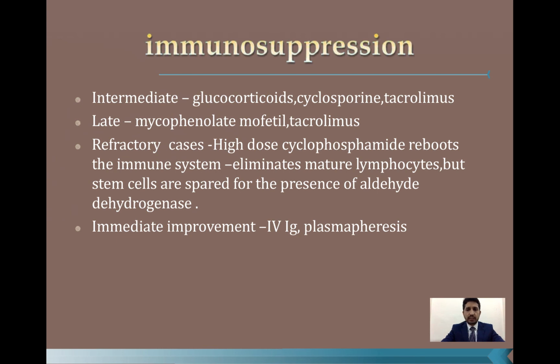You have given these drugs, but the patient is not going into remission. The patient is refractory to treatment. So high dose cyclophosphamide can be administered to reboot the immune system. There are options that are used in myasthenia crisis, like intravenous immunoglobulins and plasmapheresis.